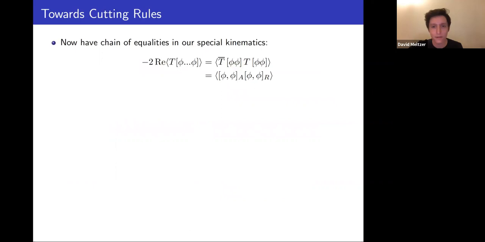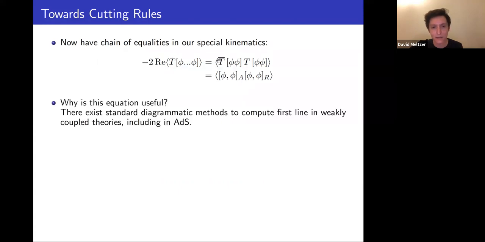So the reason we went through all the steps of relating all these different time-ordered or commutators was because we want a way of computing this double commutator. And what's nice about this first line is that there exist standard diagrammatic methods to compute this at weak coupling. And this includes weakly coupled theories in AdS.